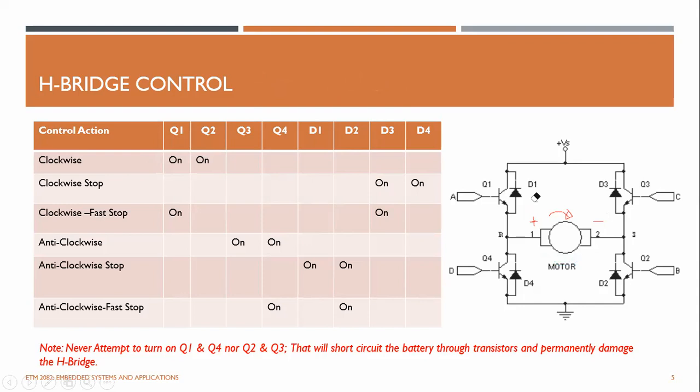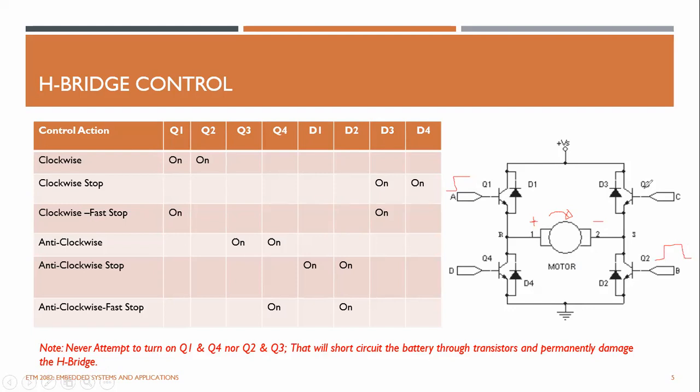Okay, so now let's take a look at the clockwise direction. Here you need to turn on Q1 and Q2. Q1 is turned on, so you have to provide a 5 volt supply to A, and for Q2 you have to provide a 5 volt supply from the microcontroller.